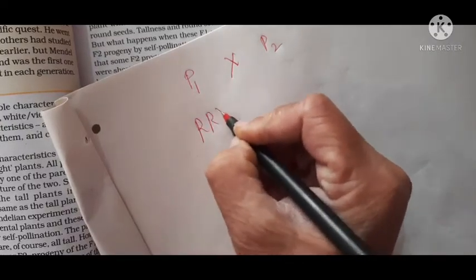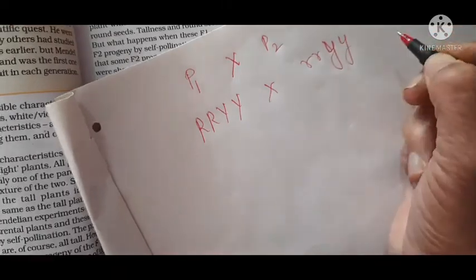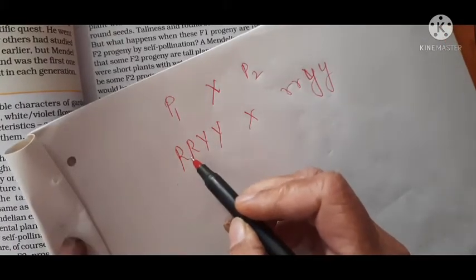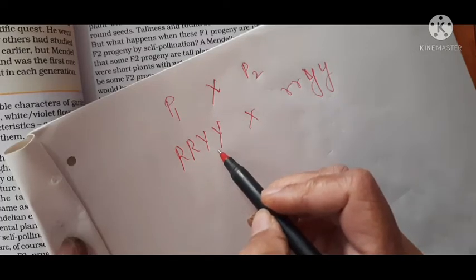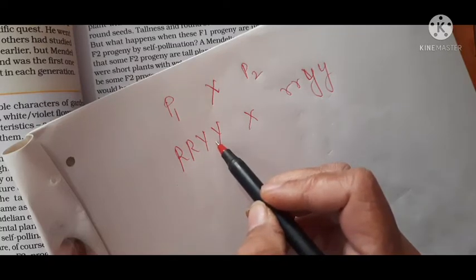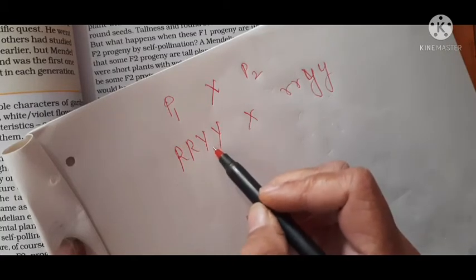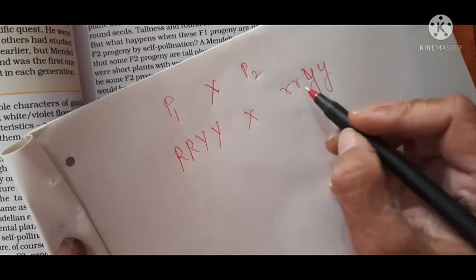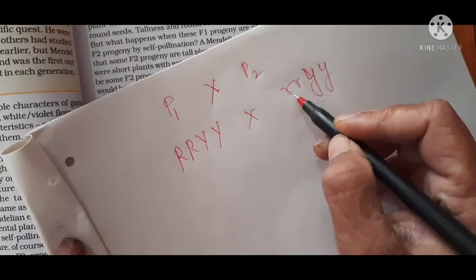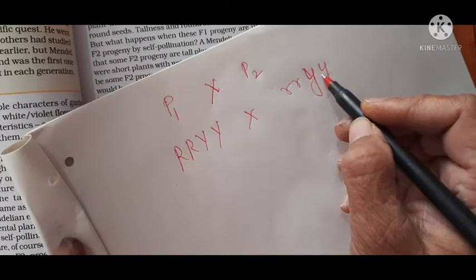This is RRYY into rryy. Let us see. Here, R is the shape of the pea pod and Y is the color of the pea pod. You can see they are written with capital letters, which means these are the dominant genes. Capital R is the round shape and capital Y is the yellow color. So round shape and yellow color are the dominant traits, and in this pea plant the color of the pod is green and the shape is wrinkled. Wrinkled shape is denoted by small r and green color is denoted by small y.